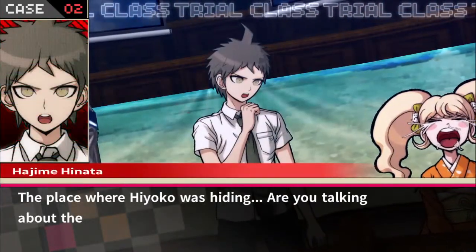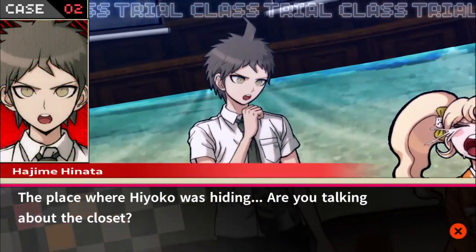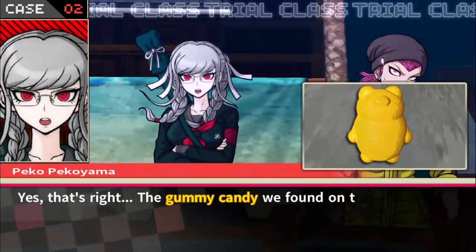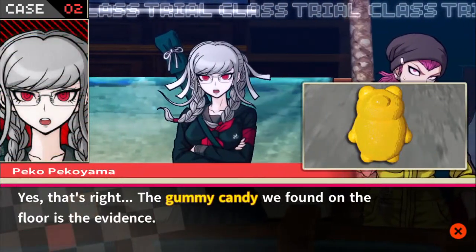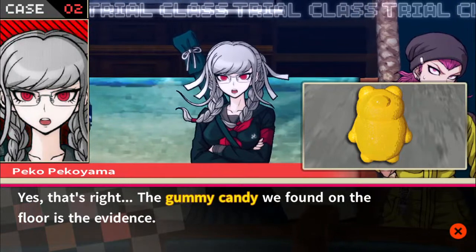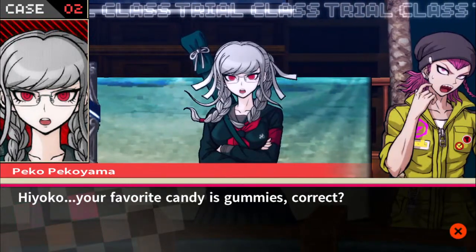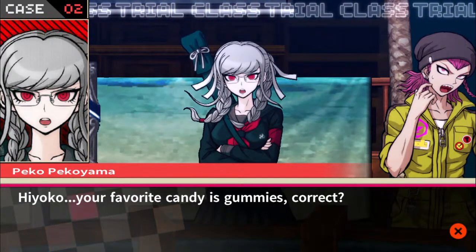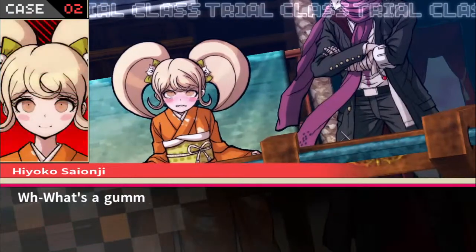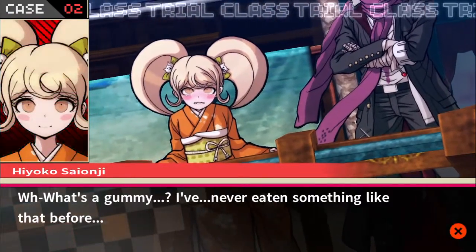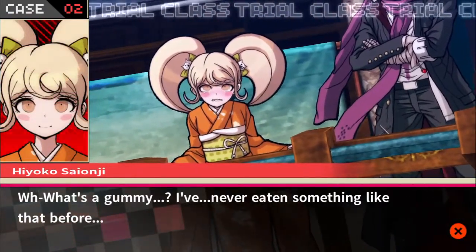The place where Hiyoko was hiding. Are you talking about the closet? Yes, that's right. The gummy candy we found on the floor is the evidence. Hiyoko, your favorite candy is gummies, correct? What's a gummy? I've never eaten something like that before.